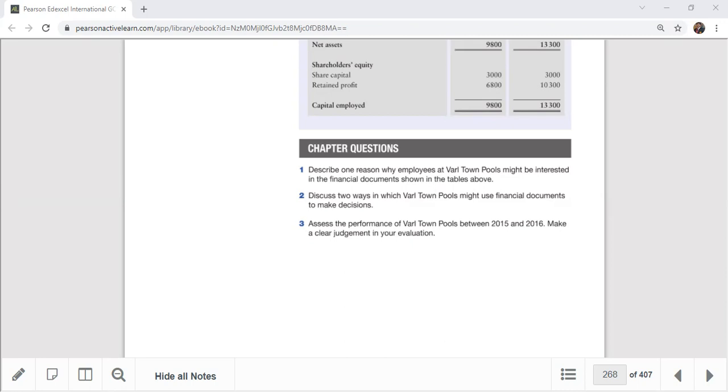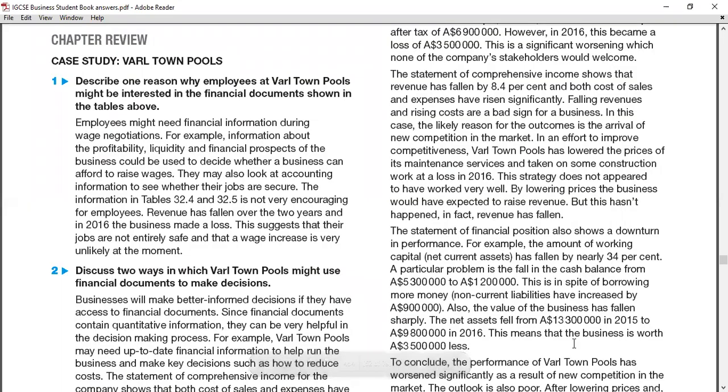You can see the first question: why would employees like this? Why would employees like this situation? Right, Kiara, can you read the first question? Describe one reason why employees of Varl Town Pool might be interested in the financial document shown in the table above.